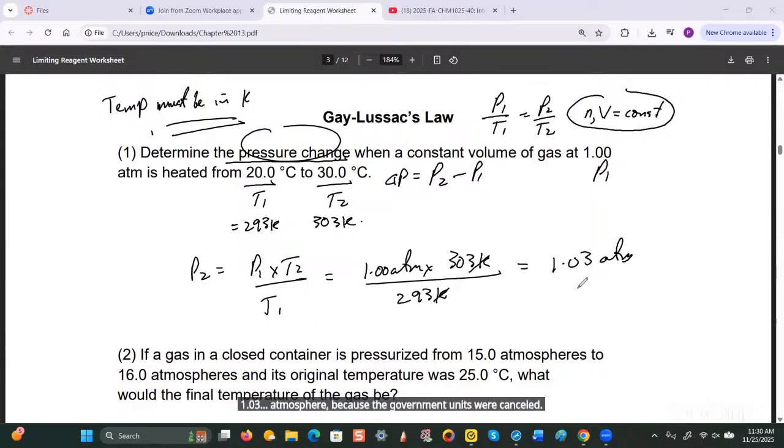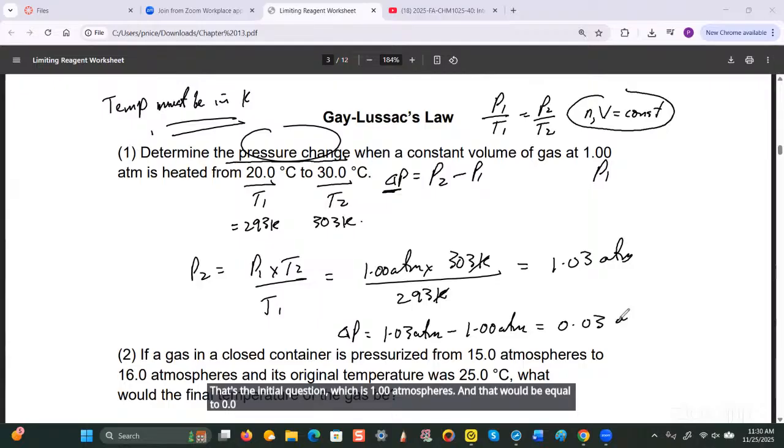Now remember, we're not finished yet, because what the question is asking for is the change in pressure. As I said before, the change in pressure would be P2 minus P1, right? So the change in pressure would be P2, which is what we just calculated, 1.03 atmospheres, minus the initial pressure, which is 1.00 atmospheres, and that will be equal to 0.03 atmospheres. So this will be the final answer to the question.